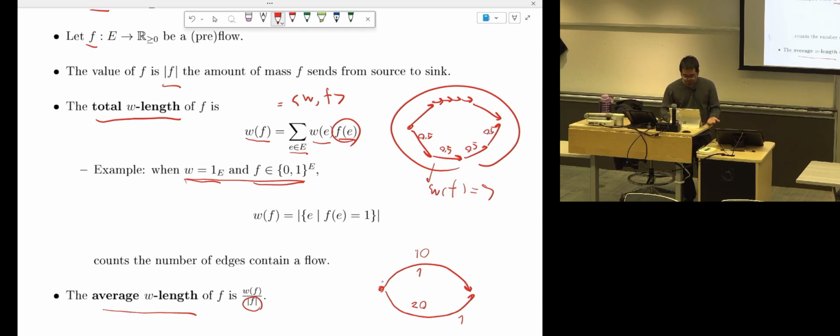If it's a pre-flow, you could have some path from S to somewhere else, right? So that will increase the length, but it will not increase the value. So, just some intuition.